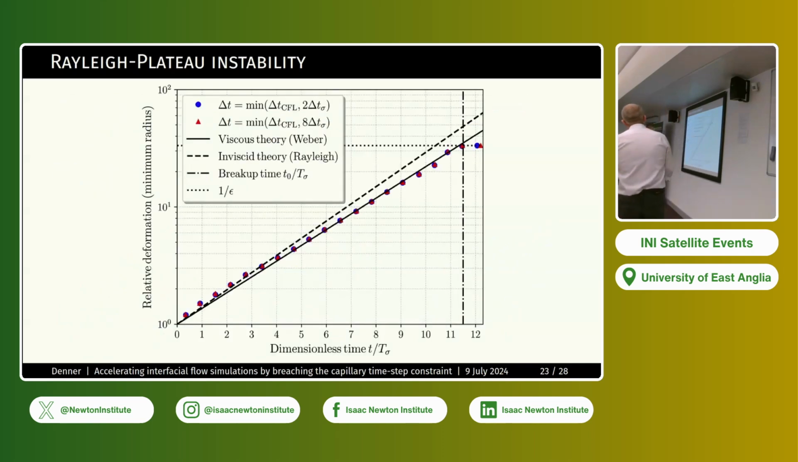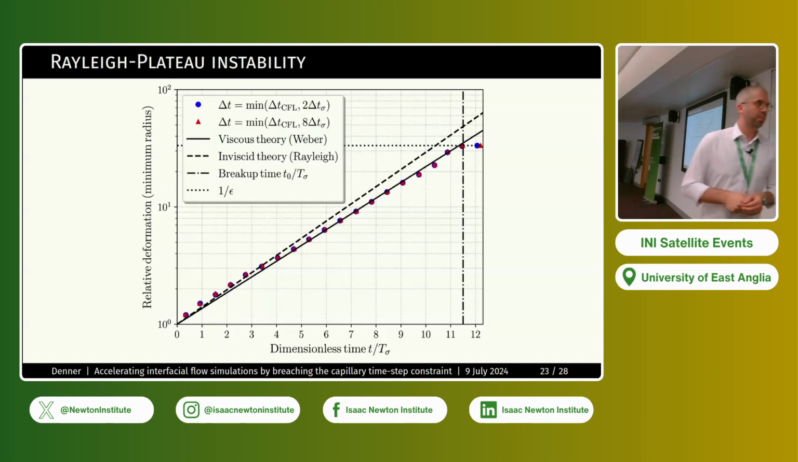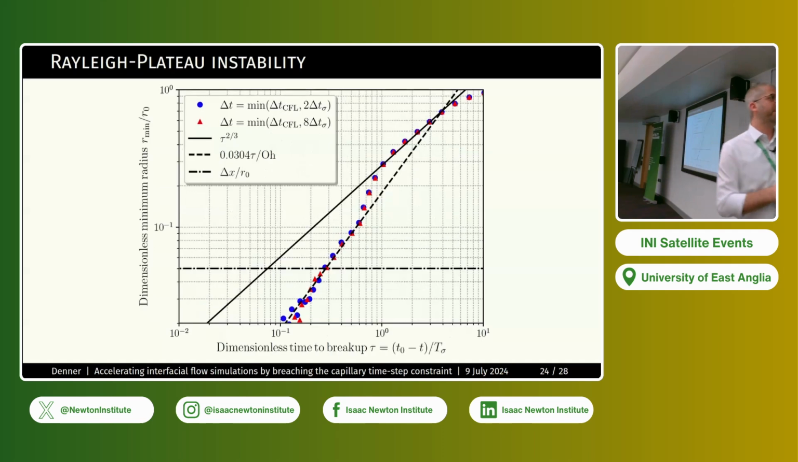First here we see the relative deformation with respect to the minimum radius as a function of the dimensionless time. At the beginning the solution follows the inviscid theory of Rayleigh, then goes to the viscous theory of Weber, and at some point, it will break up. Again, I want to point out the 2 times and 8 times the capillary time step constraint we apply here. These are time steps that are significantly larger than what we were able to do previously.